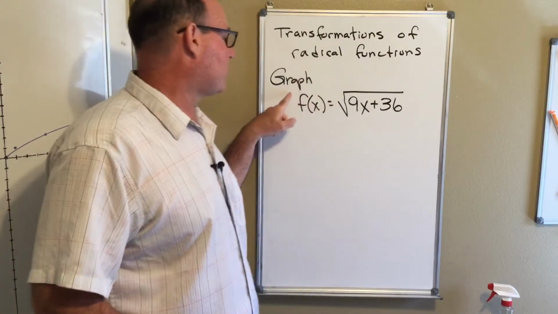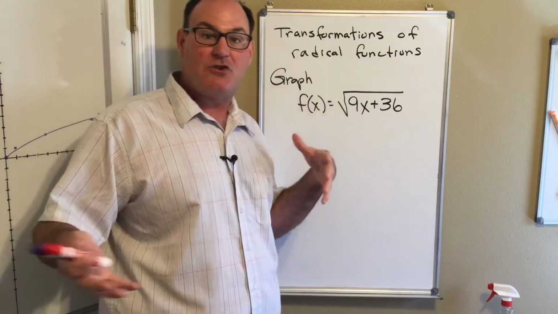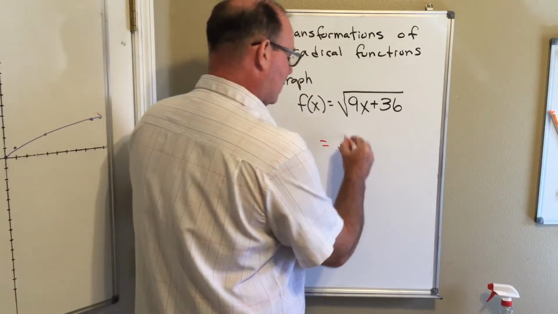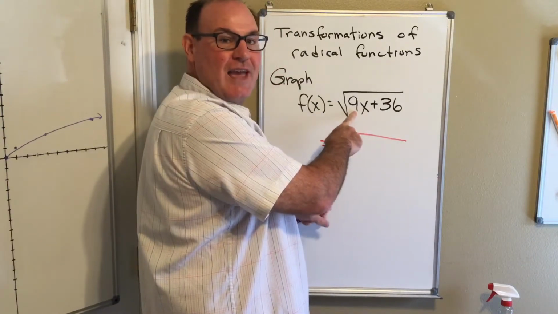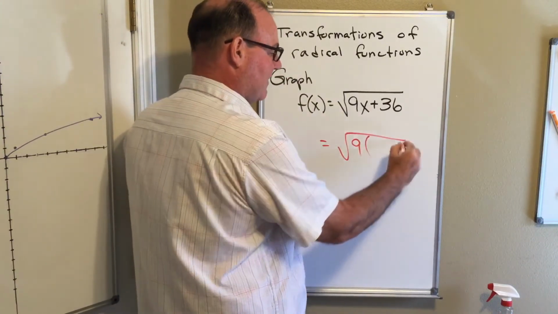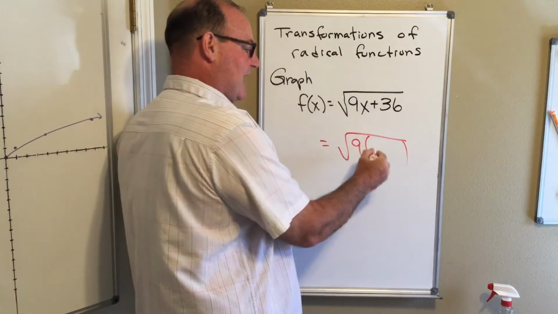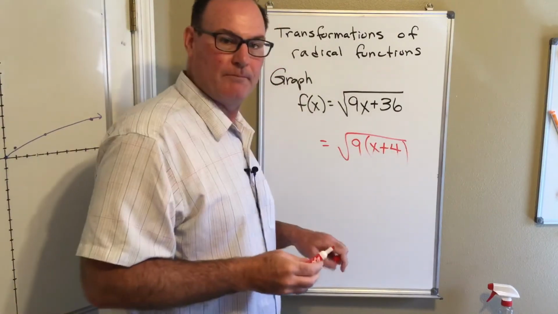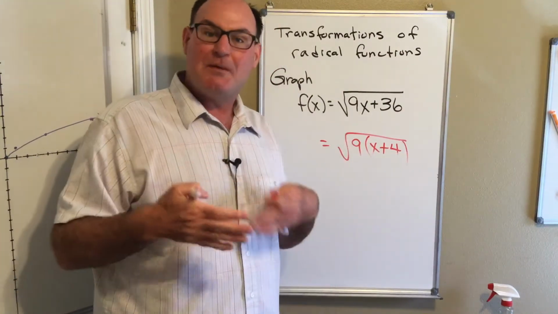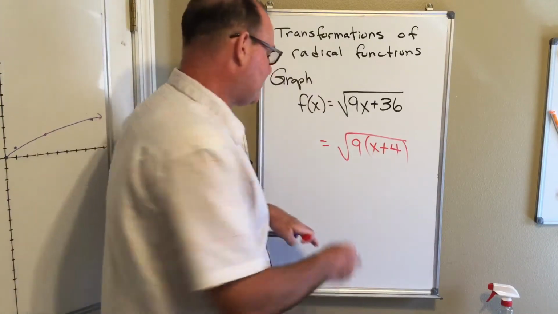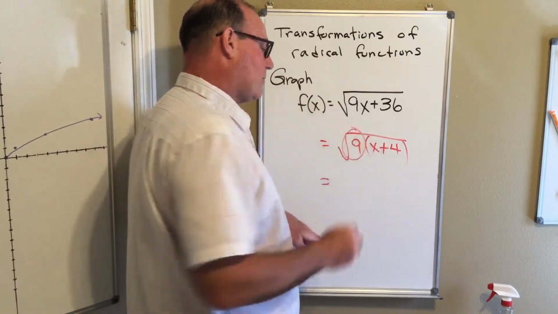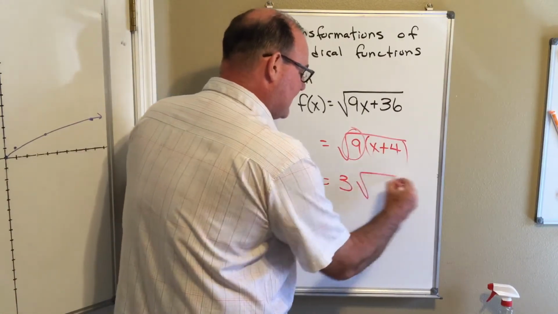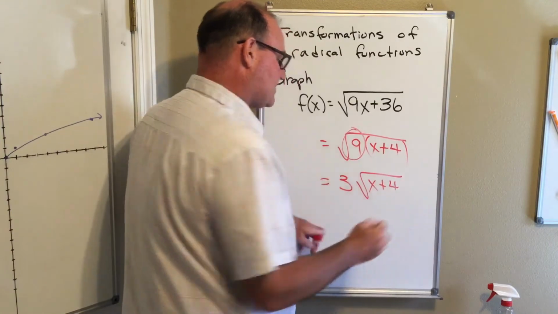So whenever you're asked to graph one of these and then find the domain and range, whatever else, here's what you're going to do first. We're going to take what's under the radical and we're going to factor out whatever's in front of the x. So I'm going to factor out that 9. When I factor out a 9 from 9x, that leaves me x. When I factor out a 9 out of 36, that leaves me a plus 4. One more step, and then we're going to be able to see how this graph is transformed. I'm going to now take the square root of 9 by the product rule of radicals. So the square root of 9 is 3. Now it's outside the radical, and I have x plus 4.